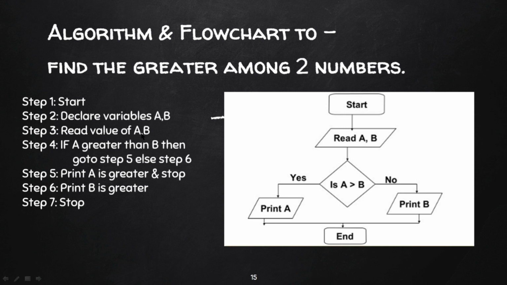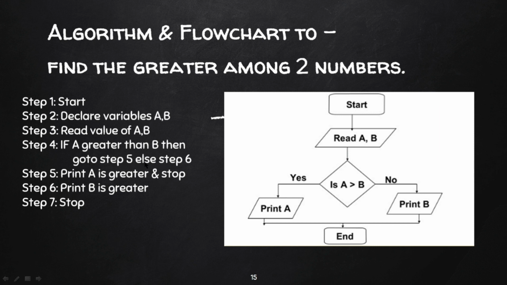After taking input from the user, if you have two values like 10 and 12, which is greater? 12 is greater. But how do you know? Because you compare those values, 10 and 12. If 10 is greater than 12, then 10 is greater, else 12 is greater. So we have to compare those values. So if a is greater than b, a means first value is greater than second value, then go to step 5. In step 5 we have written: print a is greater, and then stop.